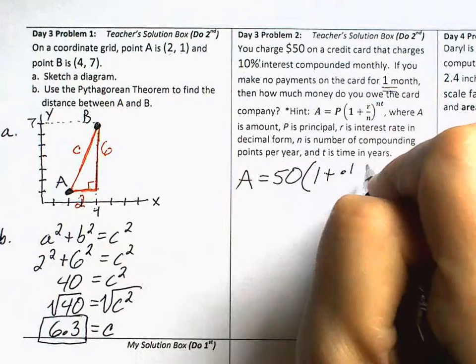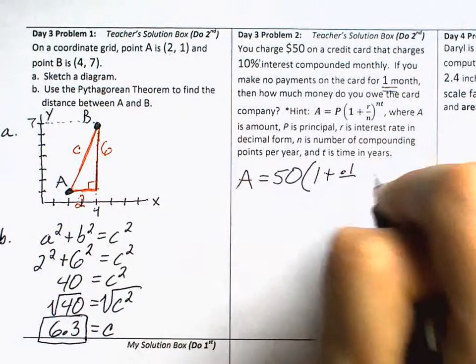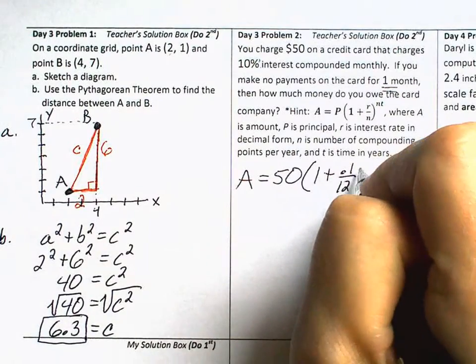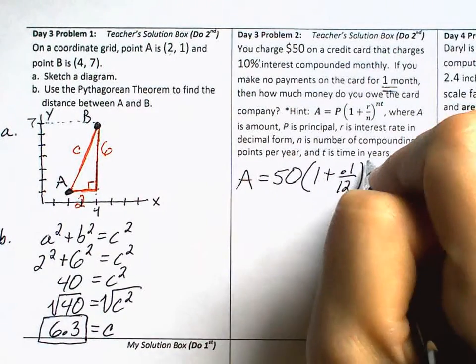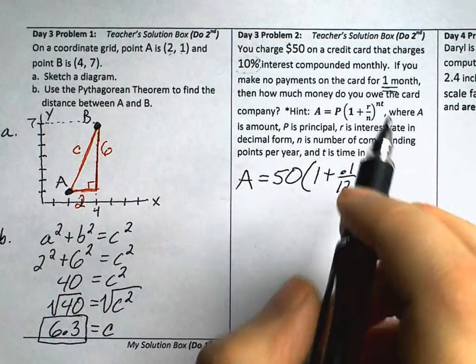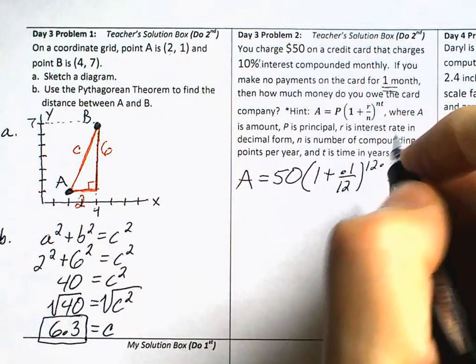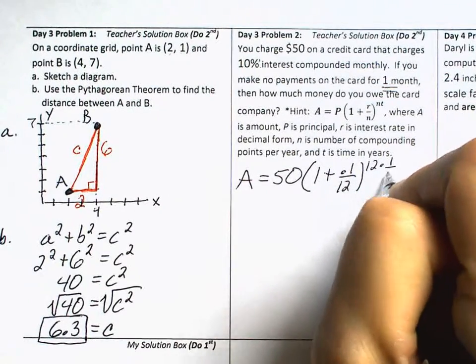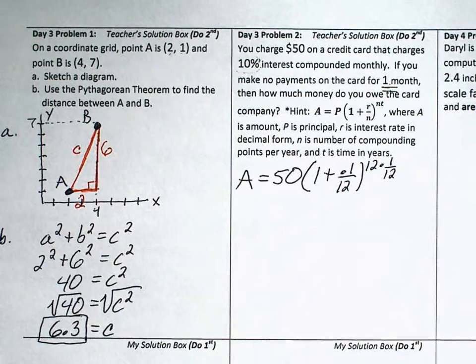That's 0.1. The letter n, number of times that the interest is compounded, it says monthly, so that's 12. And then n is 12, and t, the time in years. Well, it says 1 month, so don't put a 1 here. That would be 1 year. 1 month is 1/12 of a year. And so here is our formula all filled in.